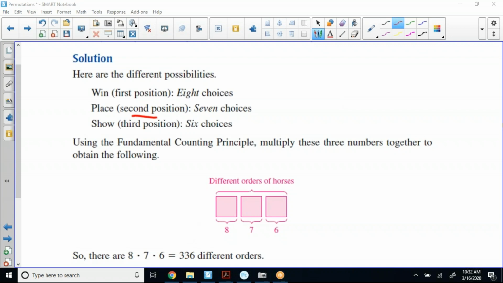There are 3 orders: first place, second place, and third place. To win first, there are 8 horses. In second place, after the first one wins, there are only 7 that could get second, so that's why it's 7. And for third, after second place is given, you only have 6 left. That's why it's 8 times 7 times 6, which is 336. So that's a counting principle.